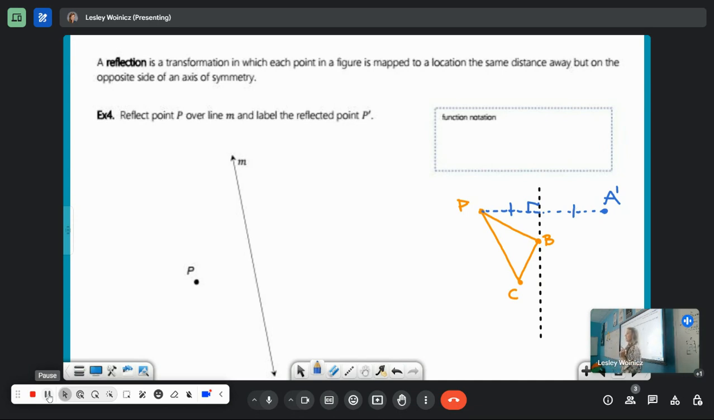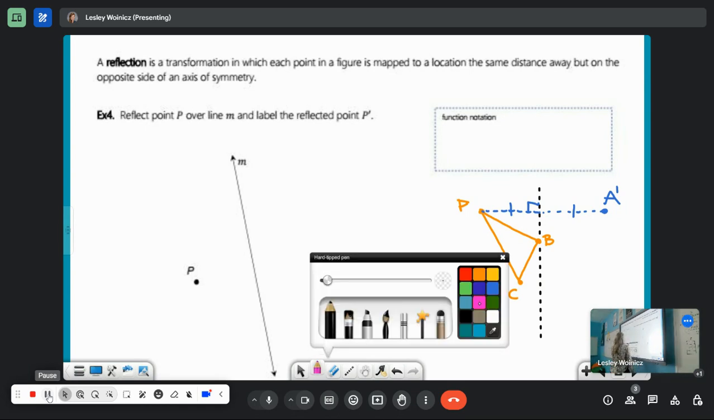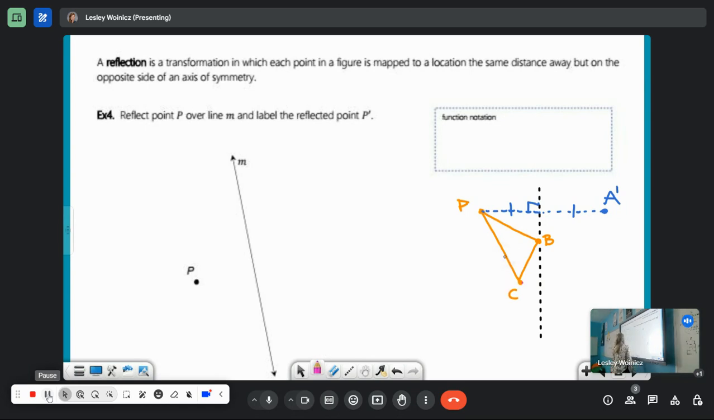Okay, now, do you see that my line of reflection is my perpendicular bisector for the segment A prime? Boom. Okay, look at point C. 90-degree distance. Make sure it's a right angle. Reflect it to the other side. Same distance away, C prime, 90 degrees.